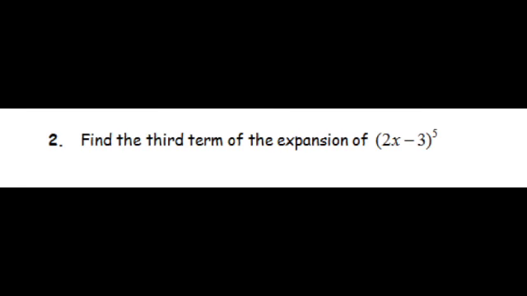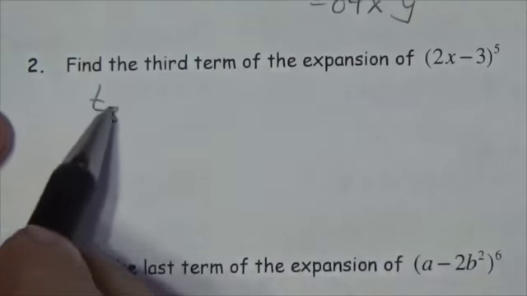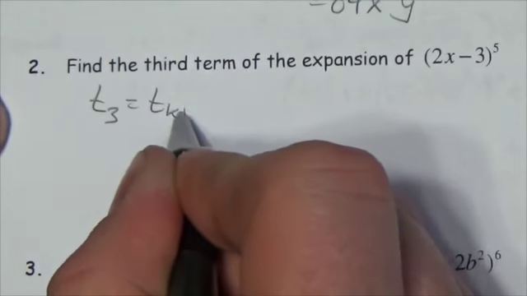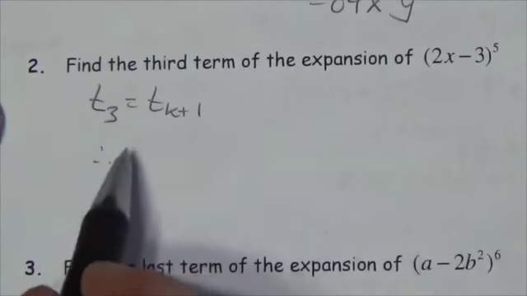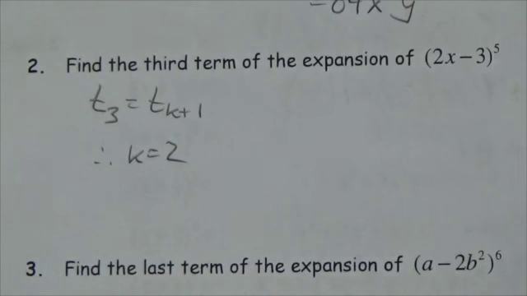Find the third term of the expansion of 2x minus 3 to the 5. Okay, so in this case, we're looking for the third term. So again, t sub 3. The subscript there always identifies which term in the sequence. And again, if this is supposed to be t sub k plus 1, it should be clear then that it has to be the case that k is equal to 2.